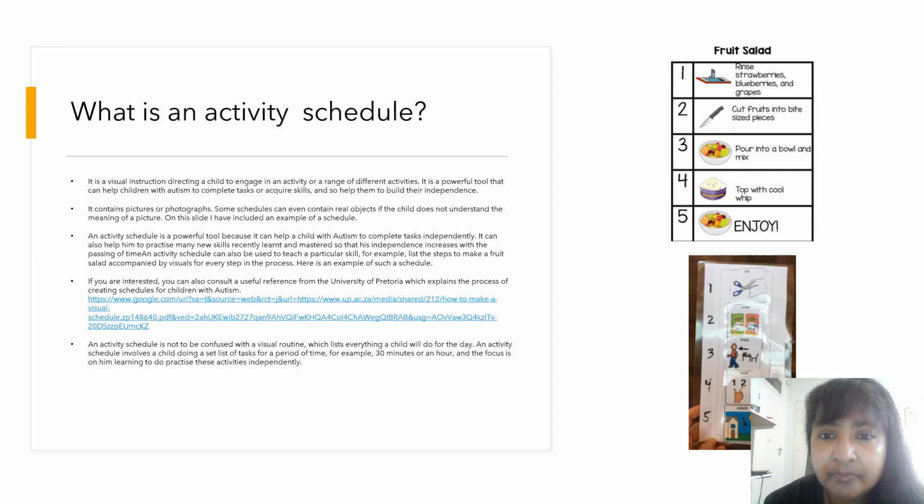So when you teach a skill, this would be the separate schedule that you would use to teach the skill, and once the skill is mastered, you would then include just a reference to it in the actual activity schedule, because at this stage the child will be able to complete that task independently.